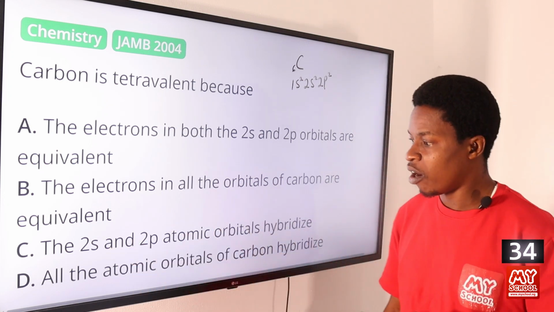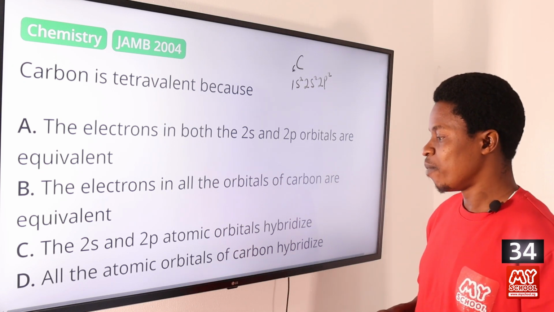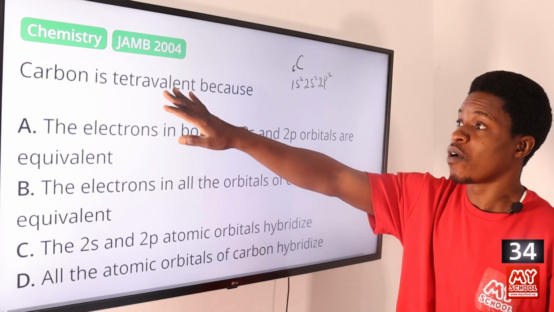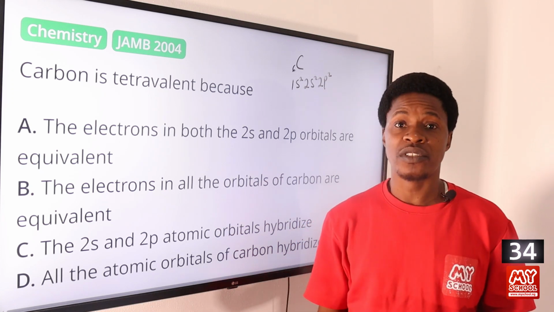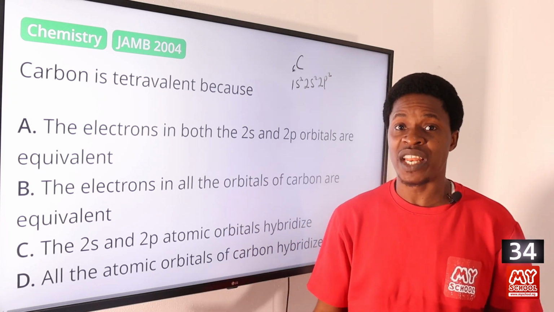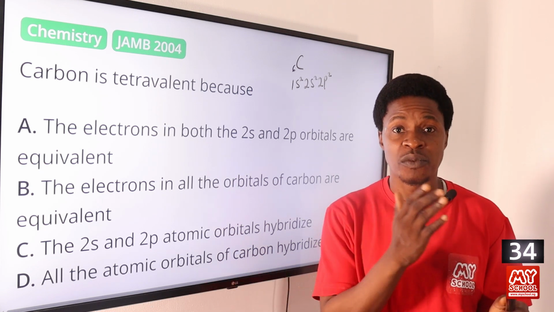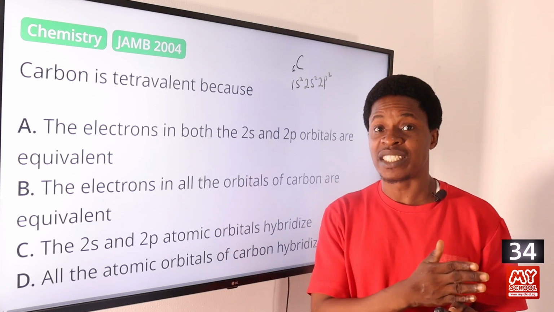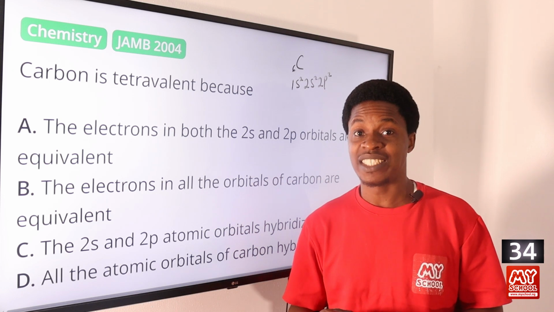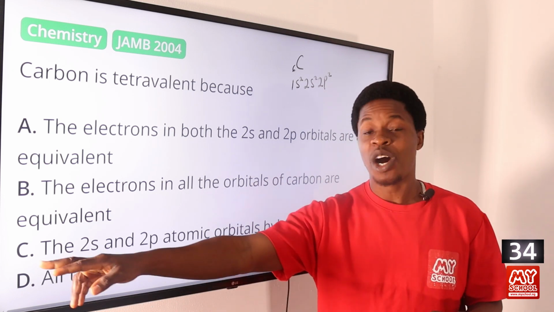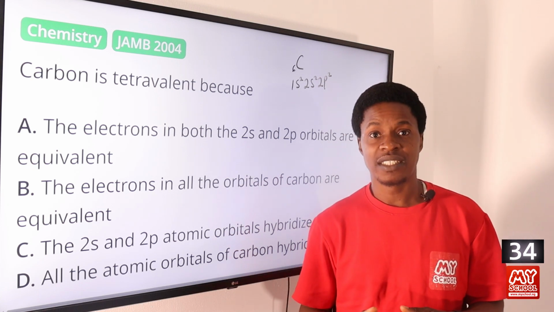Let's look at option D. All the atomic orbitals of carbon hybridize. That's not the reason for the tetravalency of carbon. The reason why carbon is a tetravalent element is because of the hybridization between the s orbital and the p orbital, in this case the 2s and the 2p orbital. So based on that analysis, the correct answer is option C. The 2s and 2p atomic orbitals hybridize.